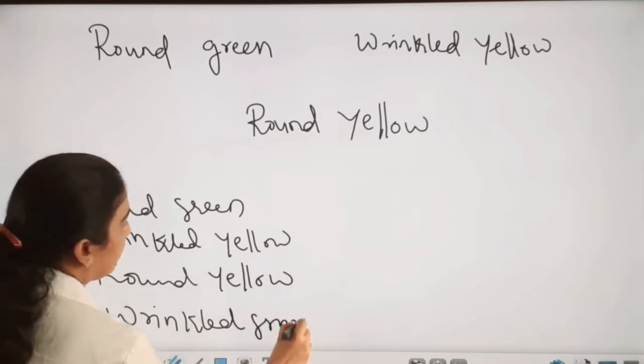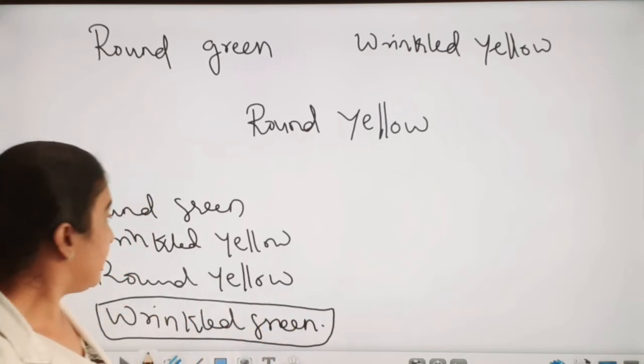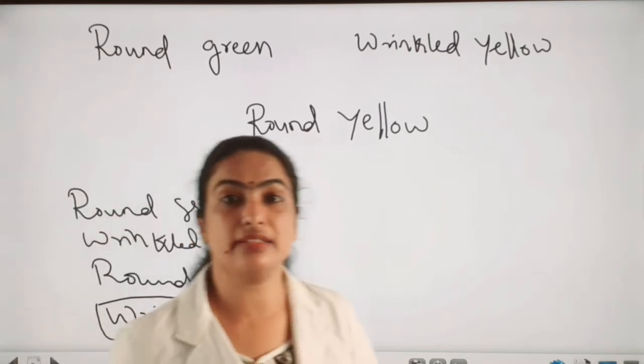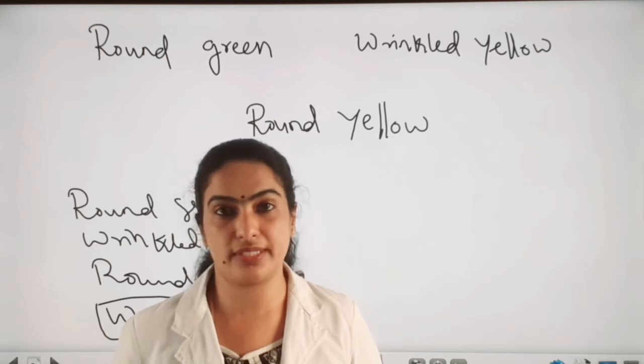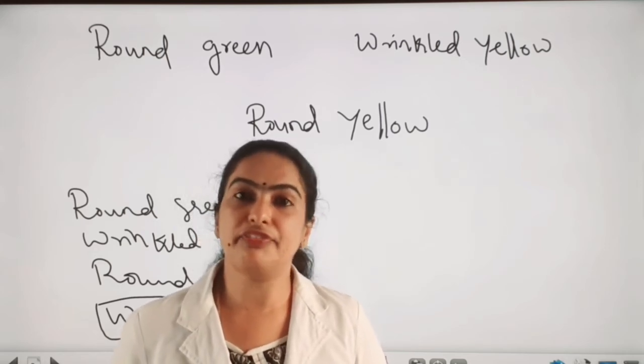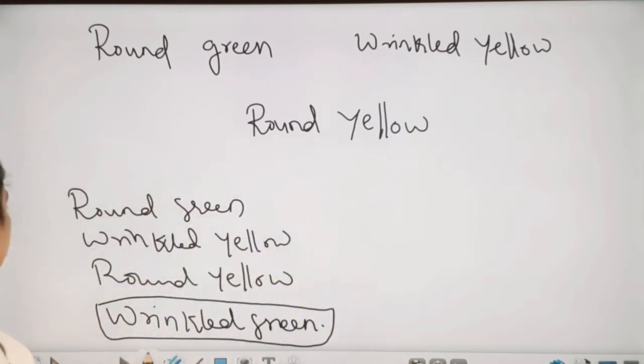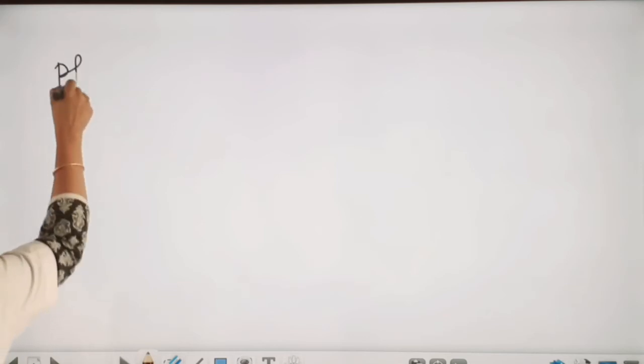So wrinkled green. One character other than the parental character, entirely different from the parental characters, he got in the dihybrid cross that you already learned in 10th standard. Anyway, we can see the phenotypic and genotypic ratio of dihybrid cross. Let's see the phenotypic ratio.